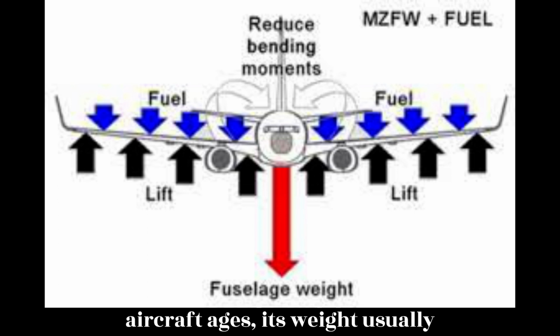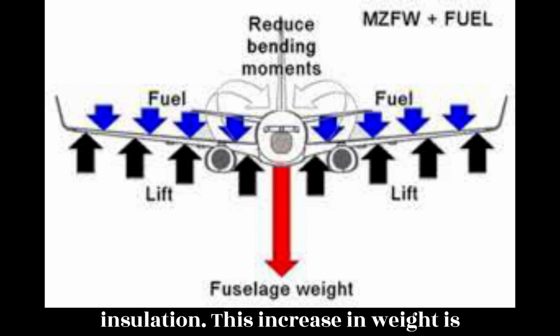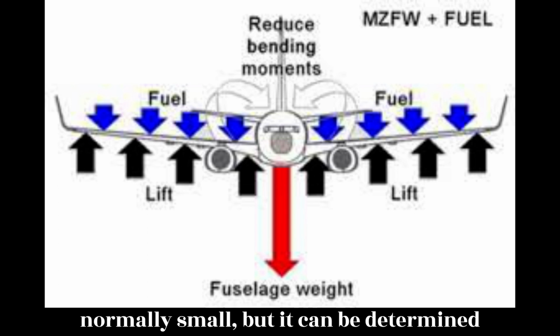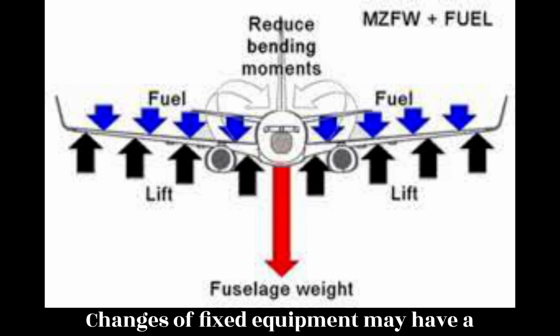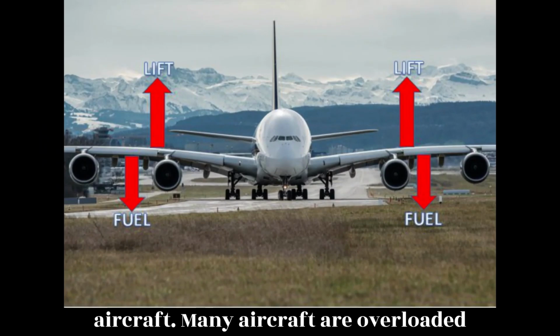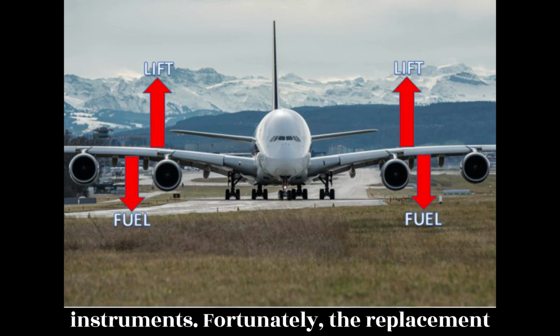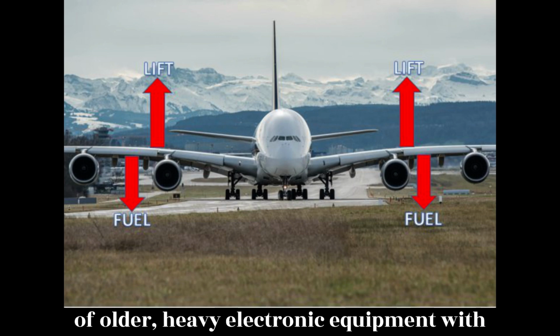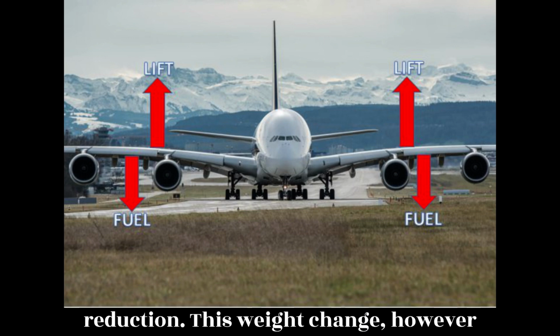As an aircraft ages, its weight usually increases due to debris and dirt collecting in hard-to-reach locations and moisture absorbed in the cabin insulation. This increase in weight is normally small, but it can be determined only by accurately weighing the aircraft. Changes of fixed equipment may have a major effect upon the weight of the aircraft. Many aircraft are overloaded by the installation of extra radios or instruments.